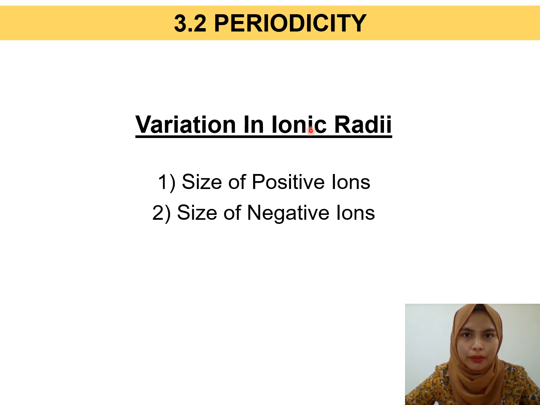An ion is formed when a neutral atom either accepts electrons, and when it accepts electrons it becomes a negative ion, or donates electrons, and when it donates electrons it becomes a positive ion. So there is the variation in ionic radii. The first one, I will talk about the size of positive ions, and the second, the size of negative ions.